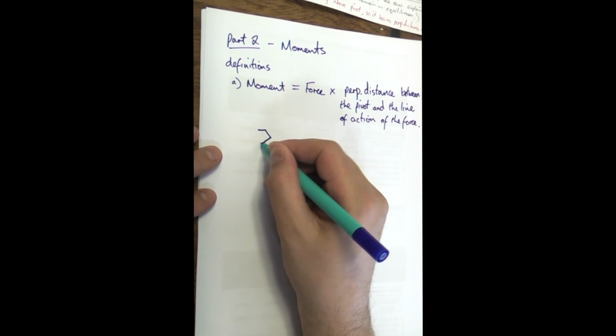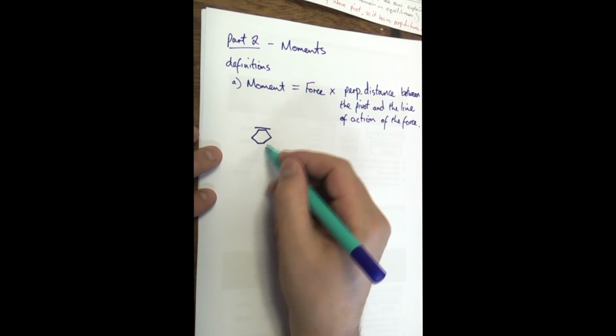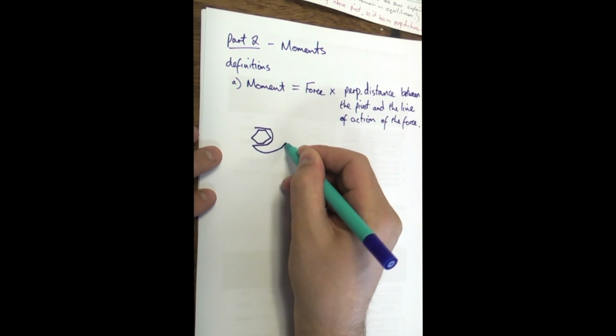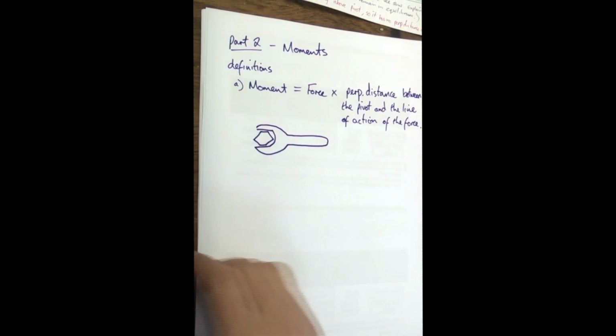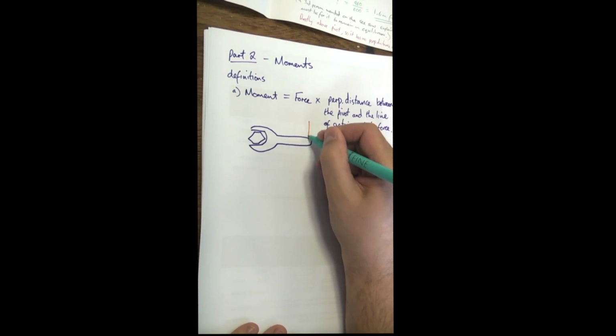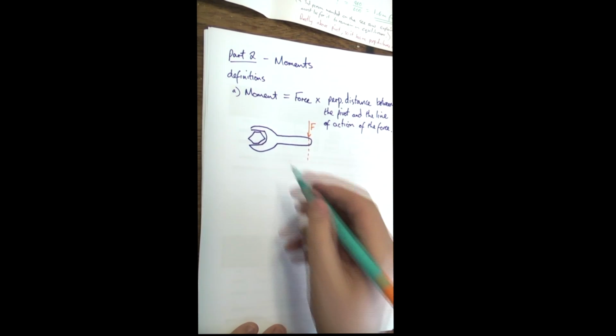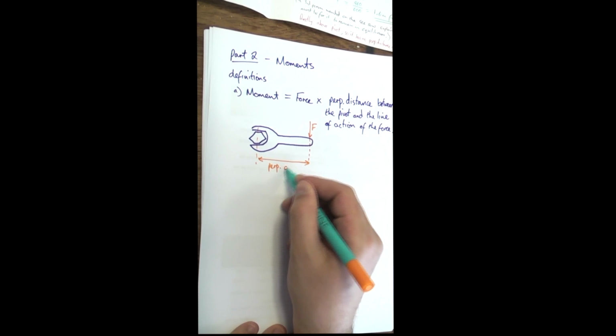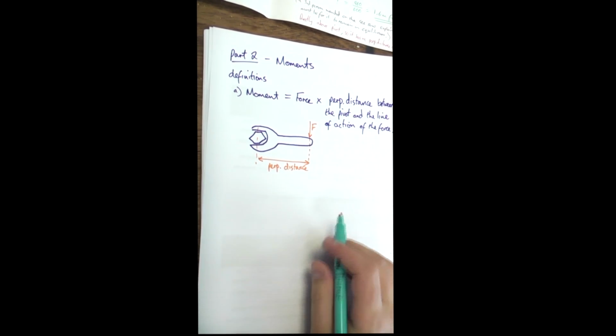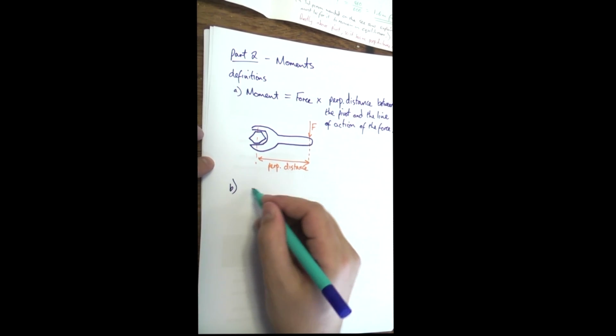To demonstrate what that means, if we take a bolt with a spanner, and we're going to apply a force to the end of the spanner, there's the pivot in the middle of the bolt, so the perpendicular distance is the distance between those two dotted lines.